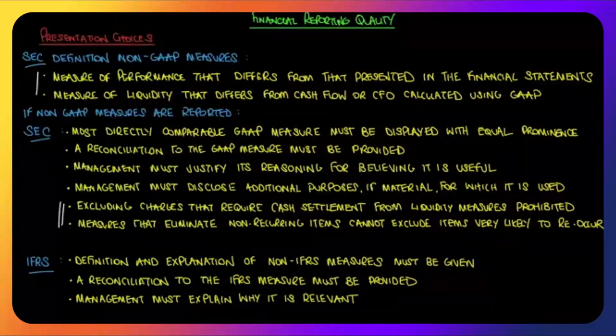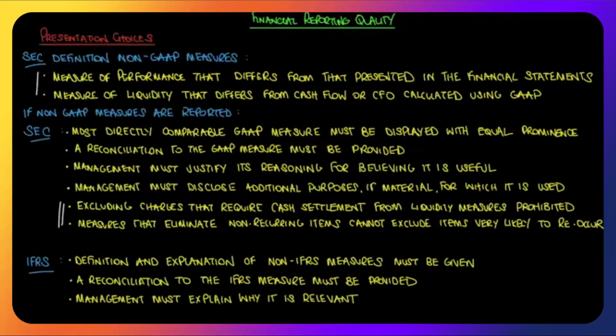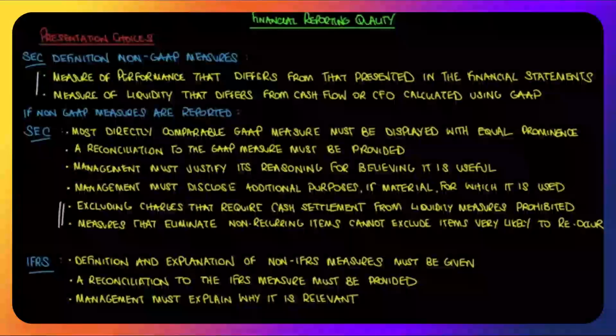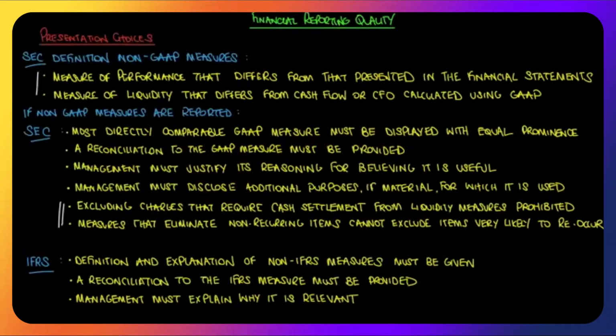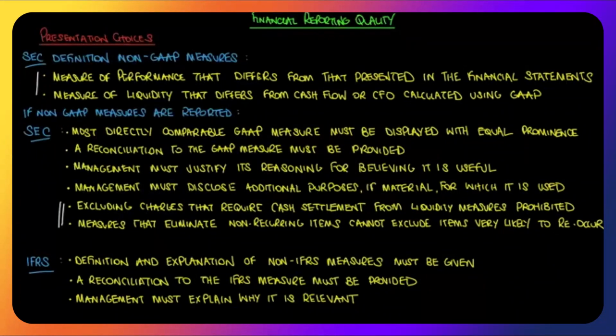First of all, SEC. If you report a non-GAAP measure, so let's say we've reported non-GAAP earnings, some sort of EBITDA with an R in the end and missed out restructuring charges or litigation or whatever, the most directly comparable GAAP measure must be displayed with equal prominence. So right next to it, not in a smaller font, not with your non-GAAP bold and your GAAP non-bolded, not with your GAAP as a footnote after a little asterisk or anything like that. Equal prominence, you must put them side by side, and you must reconcile one to the other.